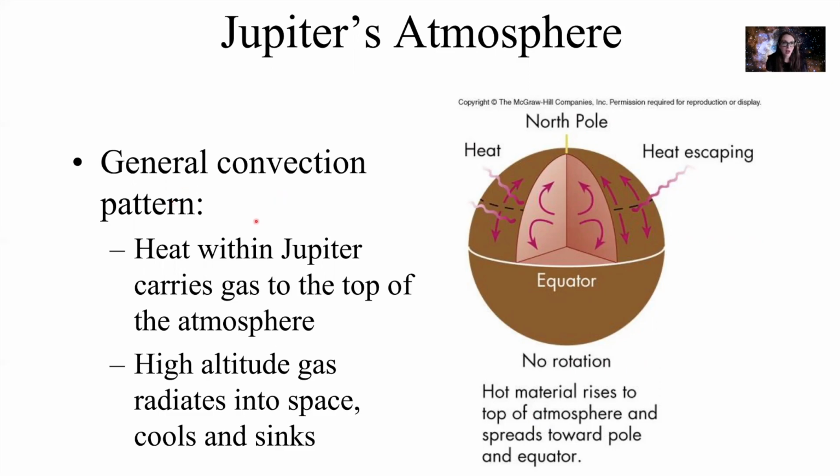So what do I mean by convection? Well, heat from within Jupiter carries gas to the top of the atmosphere. And then that gas cools when it reaches near the top of the atmosphere. And then when it cools, it becomes less dense and it starts to fall back down towards the center of Jupiter. And so then you create these big overturning fluid patterns that we call convection cells. So hot material is rising to the top of the atmosphere, it cools, and then it turns over and falls back down towards the center of Jupiter again.